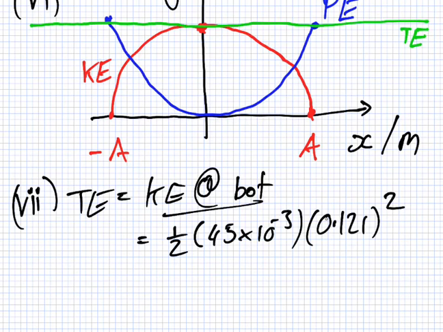I got a really small number. Oh, because the mass is so small. I got really, really small, like 0.329 millijoules. Or if you don't want to write it like that, you can just write it as 3.29 times 10 to the minus 4 joules. It's tiny.